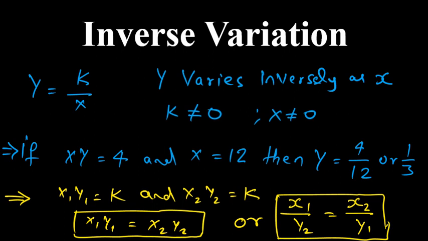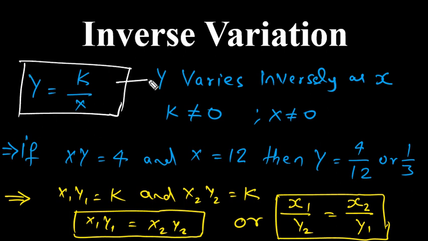Hi everyone, in this video I'm going to talk about inverse variation. The equation for inverse variation is given as y equal k over x, and you can read it as y varies inversely as x, where k is not equal to 0 and x should not be equal to 0, because if x is 0 the function will be undefined.